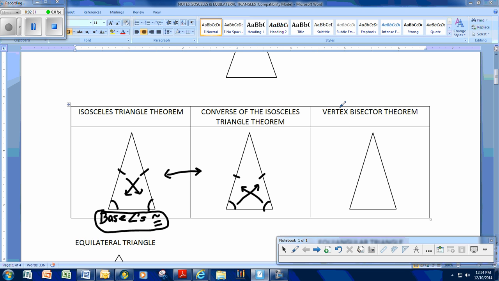Next we have something I like to call the vertex bisector theorem. So again, if we have an isosceles triangle, I know the base angles are congruent. Now if I bisect the vertex angle, meaning it's going to cut that angle into two equal angles, two things happen. Number one, it creates a 90-degree angle at the base, and it also cuts the base into two congruent parts.